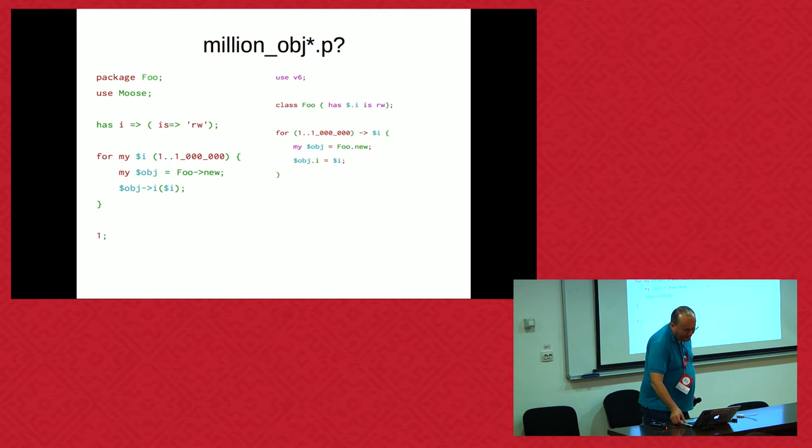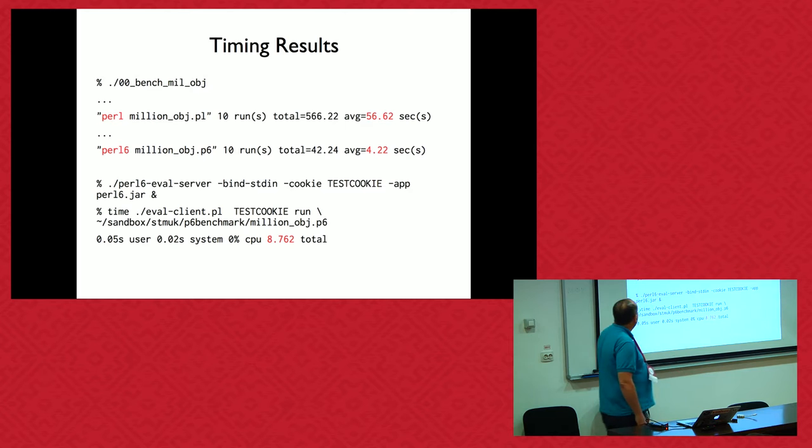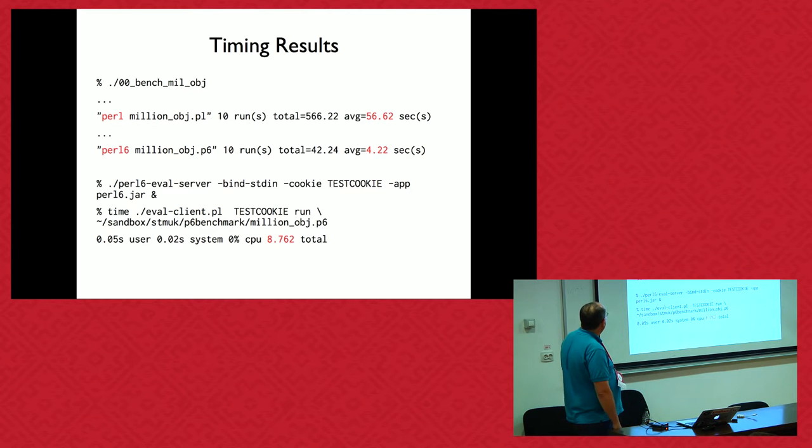So I ran that and got these timing results. Essentially, Perl 6 is roughly 10 times faster to produce a million objects. I've also put here an example of how I use the JVM to do the same task. Obviously, there's a problem with the JVM, which is that the startup is quite slow.